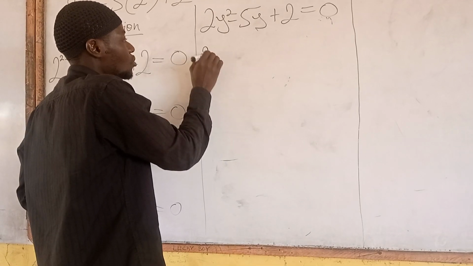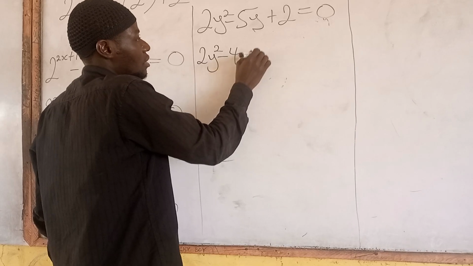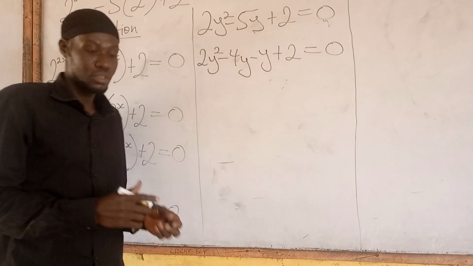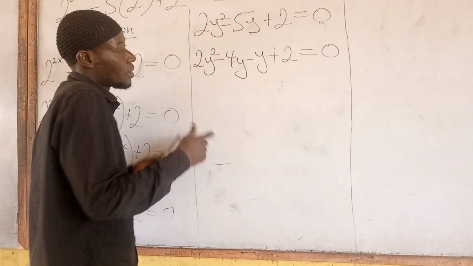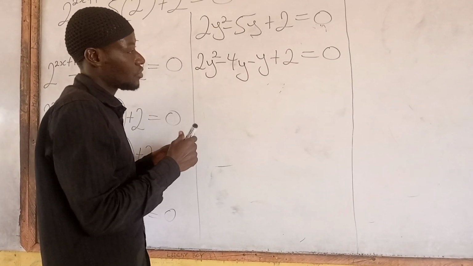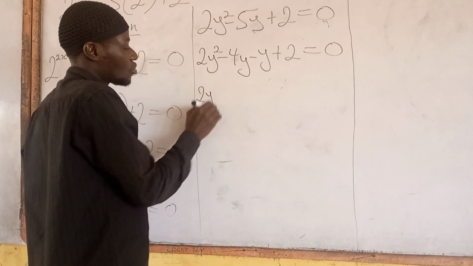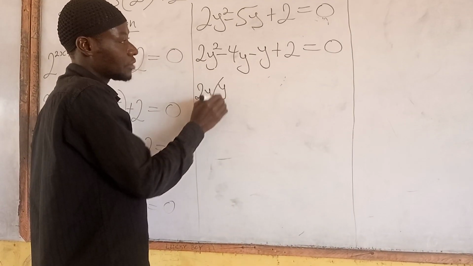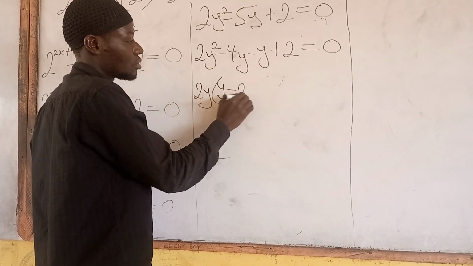So we have 2y squared minus 4y minus y plus 2 is equal to 0. For the factorization method, this is what we are going to have. Now, you factorize a common factor from here, and a common factor from here. So here the common factor is what? 2y. So factorize 2y out. If you factorize 2y out here, it will leave y minus, and if you factorize 2y out here, it will leave 2.